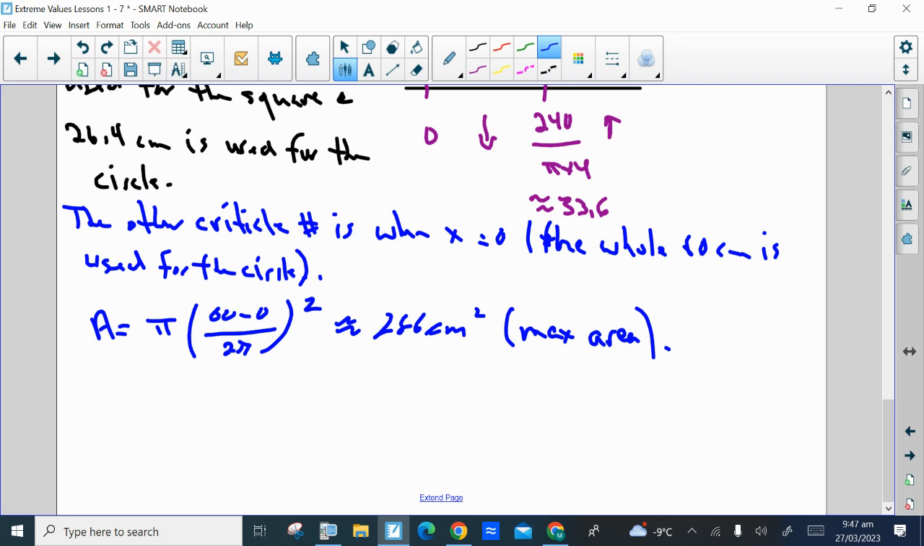Now you also could check one other thing, and that's when x equals, instead of 0, when x equals 60. So the other critical number when x equals 60, and I'll just tell you what that number is, which would mean that all of it is used for the square, none of it is used for the circle, is 225 centimeters squared. So if we compare all the numbers, that's the middle value. The first one we found was a minimum. The second one we found was a maximum. This one is a middle value. It's neither a max nor a minimum, because that's another critical number. Okay?